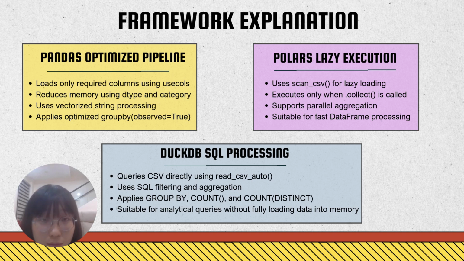So for the pandas optimized pipeline, we loaded only the required columns using usecols and specified the data types using dtype, and converted the repeated values into category. We also use vectorized string operations and groupby to make the processing more efficient.